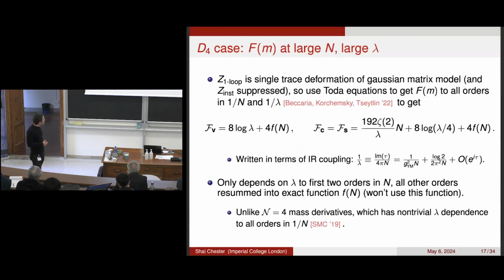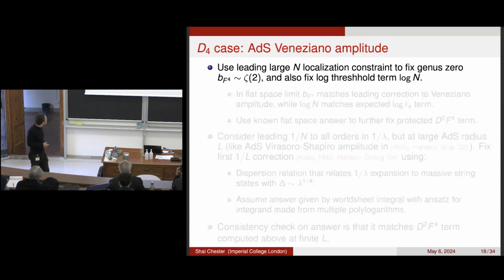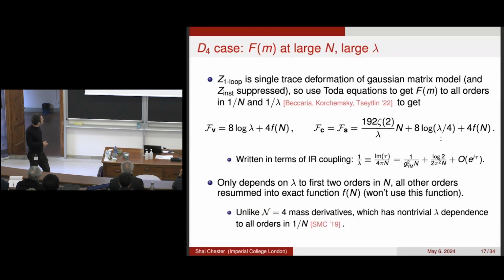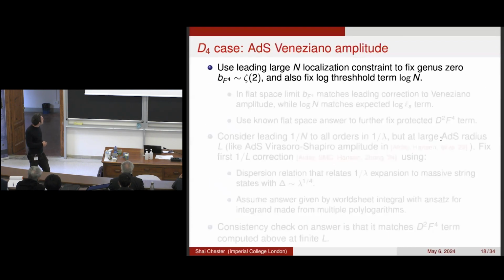Okay, so now that we know the answer for these derivatives of the mass-deformed free energy to any order in 1 over N and 1 over lambda, we can then use it to constrain the 4-point function using those integrated constraints I discussed in the previous slide. In particular, we can use it to fix those coefficients b. So the coefficient b up to the F^4 high derivative correction you can fix, and it's proportional to zeta of 2, because notice there was a zeta of 2 here. And similarly, you can also fix the coefficients b corresponding to the logarithmic threshold term, the log N. So you can fix both of those in this limit.